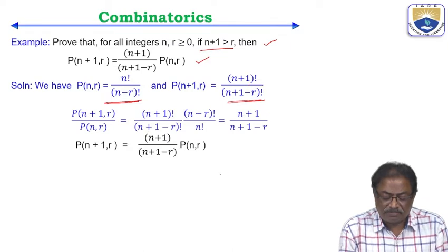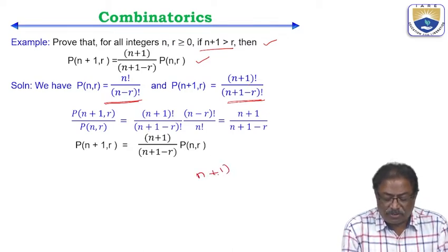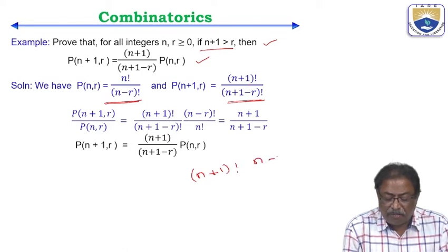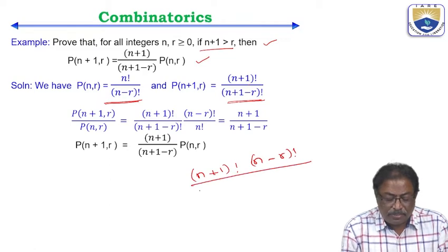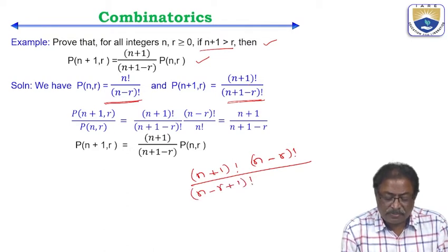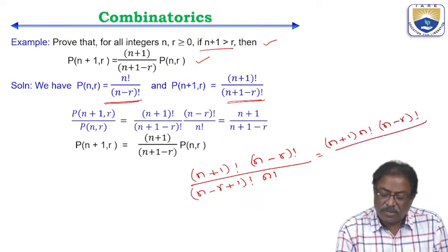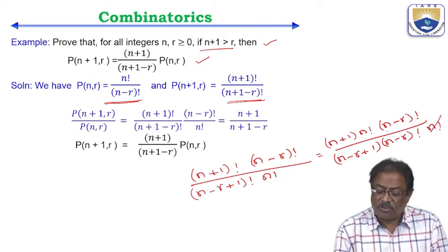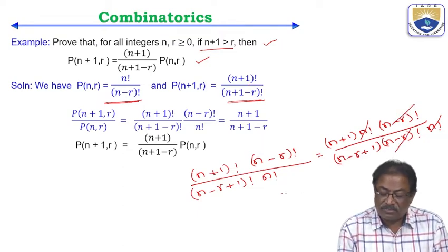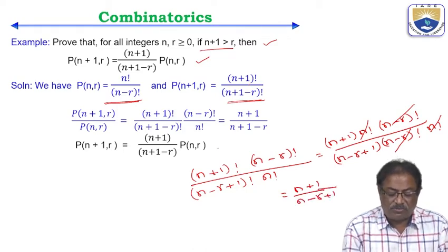So this I am going to write as (n+1) factorial into (n minus r) factorial, by (n minus r plus 1) factorial and n factorial. This I am going to write as (n plus 1) into n factorial, (n minus r) factorial, by (n minus r plus 1) minus 1, next, (n minus r) factorial into n factorial. So n factorial and (n minus r) cancel, subsequently (n plus 1) by (n minus r plus 1). So by cross multiplication, we are going to get the required result.